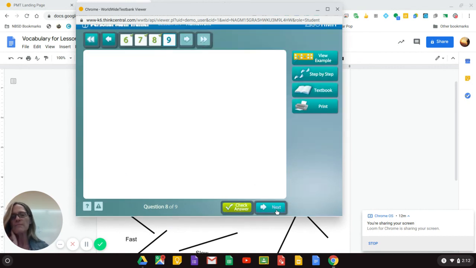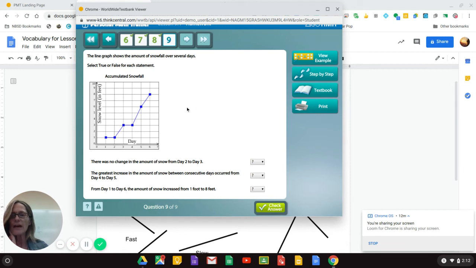I think that takes us through. We have one last final question. This line graph shows the amount of snowfall over several days. If I look at it, I see between day 1 and 2, there was about a foot. Between 2 and 3, there was 2 feet of snow. 3 and 4, there was just 3 feet of snow. That means no more snow came. And then between 4 and 5, wow, they had a big snowstorm. And then between 5 and 6, there was another snowstorm.